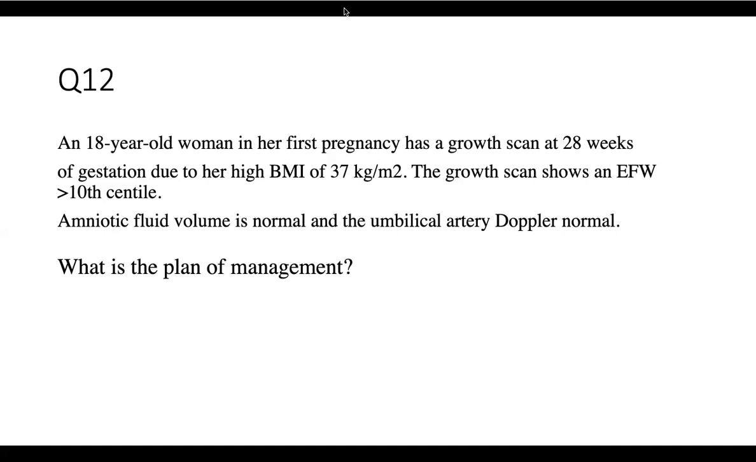So what do you think, guys? What will you advise this lady now? Yes, she will have a serial scan. And from when will we start the serial scan, dear friends? For the cases with obesity, we advise to start from... cases of obesity is different from the cases of congenital abnormality.